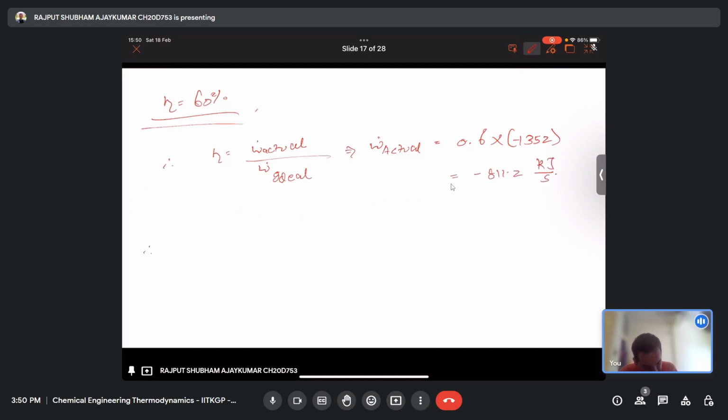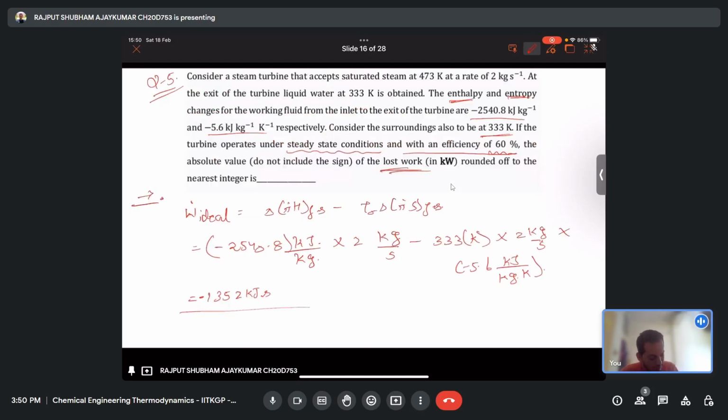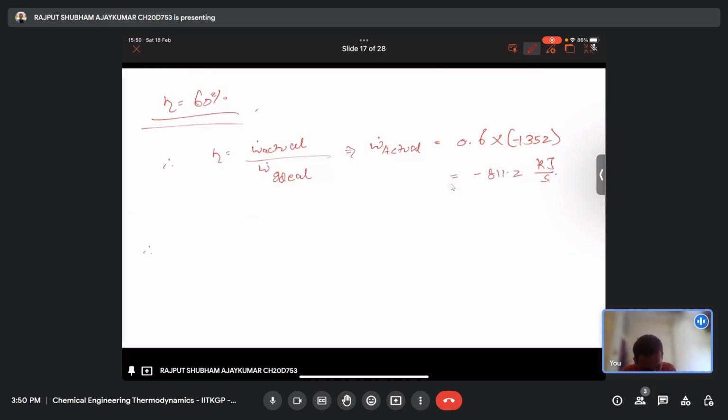The thing that has been asked is the lost work in kilowatt. We have not been asked for the actual work done. We have been asked for the lost work. So we write W loss equal to W ideal minus W actual. This comes out to be 540.8 kilojoule per second.